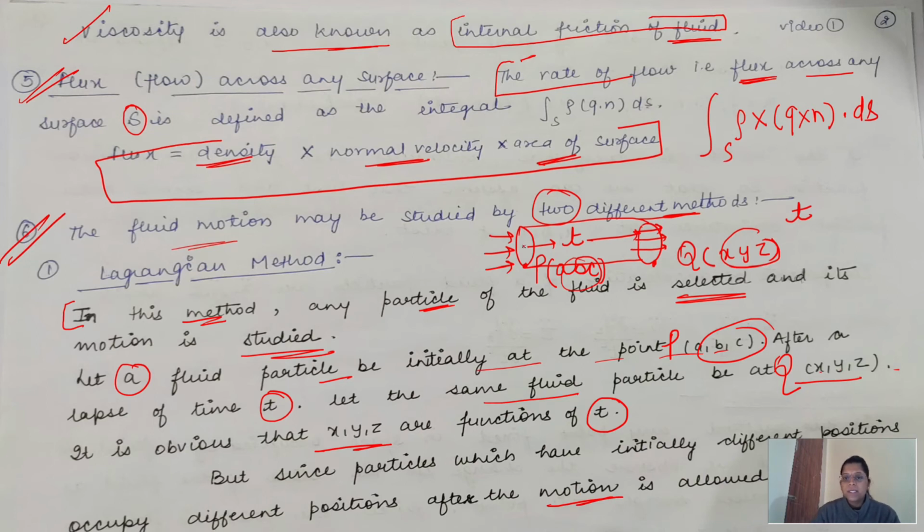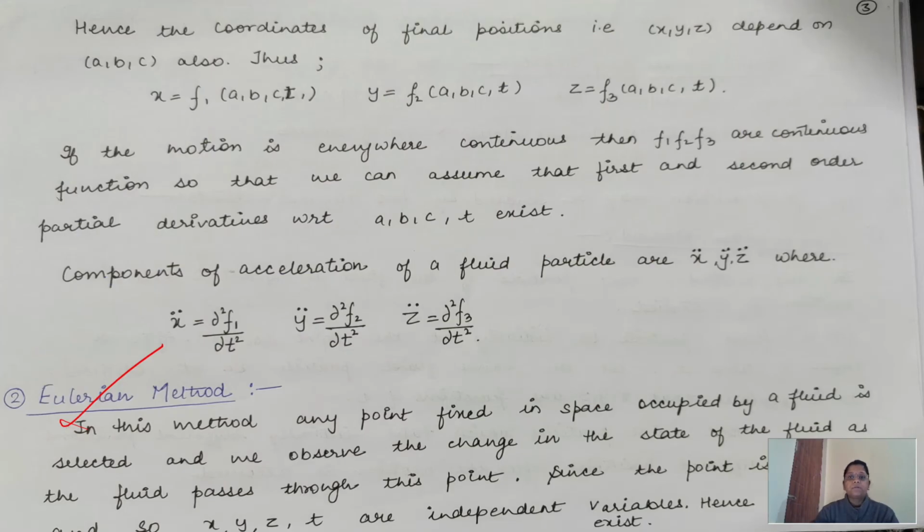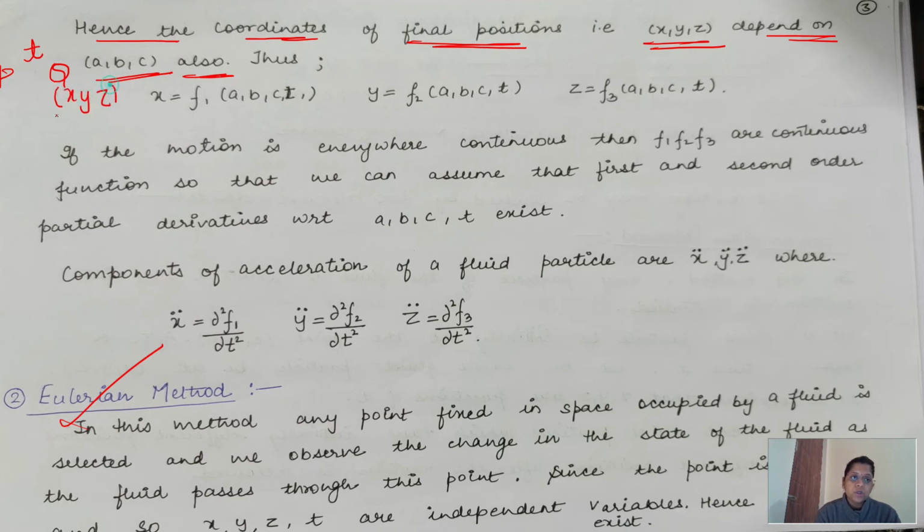That means if I take any two or three particles to study their movement, particles A, B, C, and after some time particle A remains here, B will reach here, and C reaches here, the particles will occupy different positions. Hence, the coordinates of the final position, that is x, y, z, depend on a, b, c also. Why? Because from P to Q, the particle is moving with respect to time t. So the final position of the particle will surely depend upon the initial position.